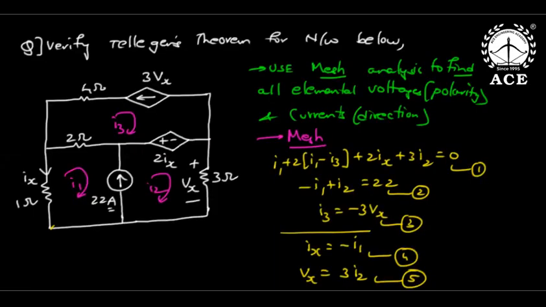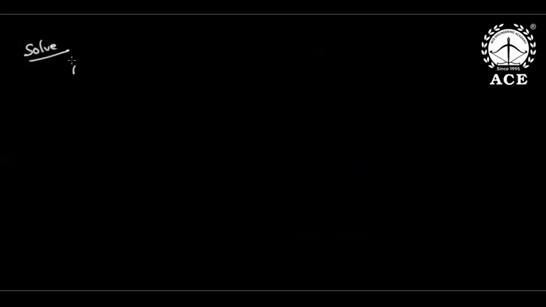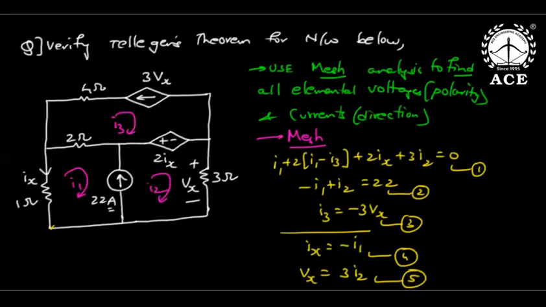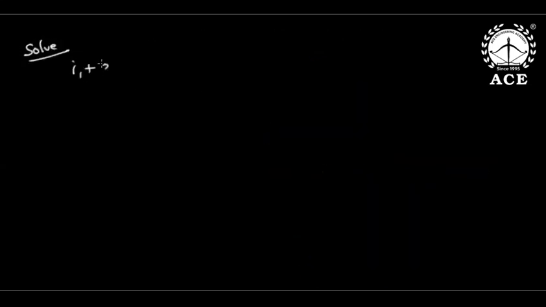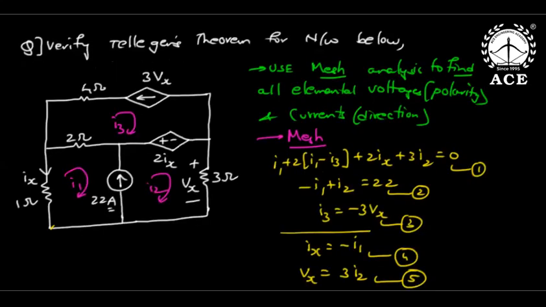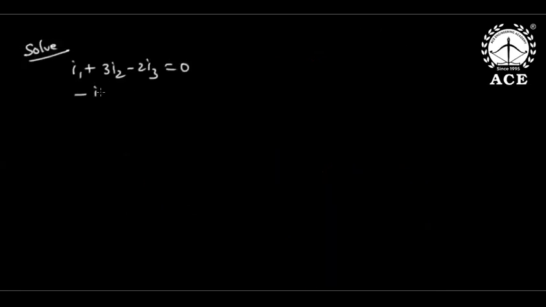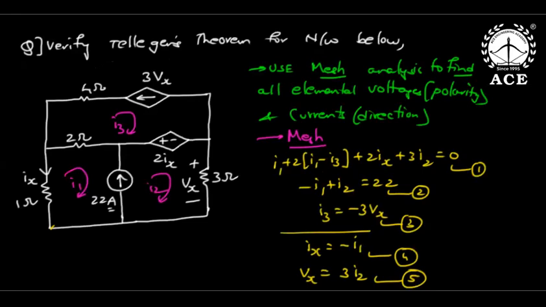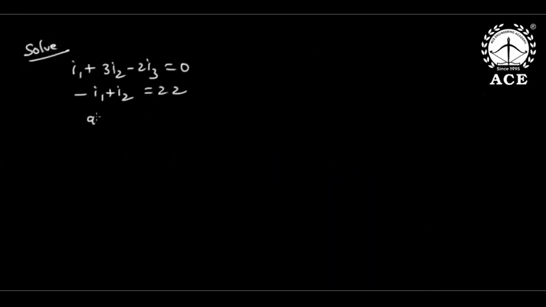First I substitute Ix here: minus I1, so this becomes I1 plus 3I2 minus 2I3 equal to 0. That is the first equation. Then second, minus I1 plus I2 is 22. Third, Vx, if you take it here, total 9I2 plus I3 equal to 0.